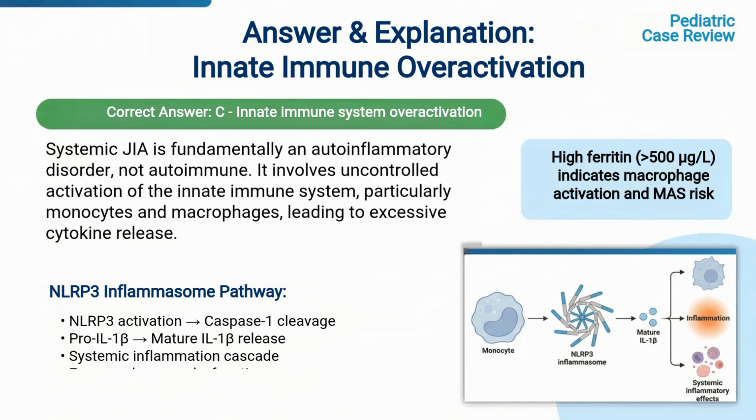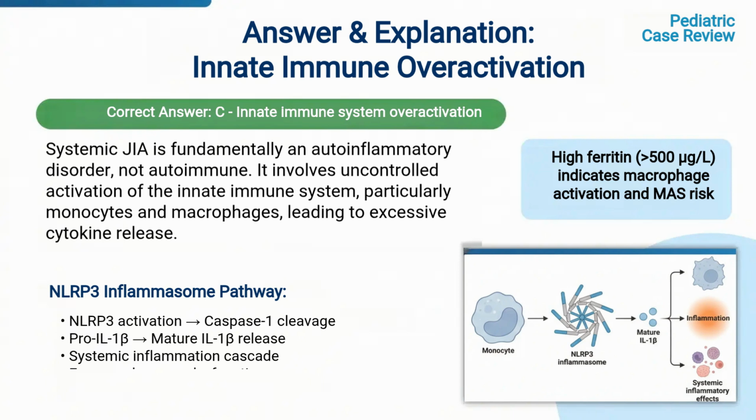NLRP3 activation leads to caspase-1 cleavage, which converts pro-interleukin-1 beta into mature interleukin-1 beta, triggering a systemic inflammation cascade causing fever, rash, and organ dysfunction. High ferritin above 500 micrograms per liter indicates macrophage activation and risk of macrophage activation syndrome.